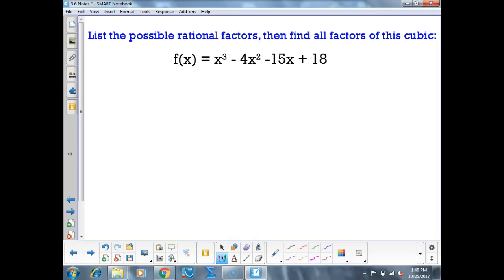All right, so I need factors of 18. What are my factors of 18? 1, 2, 3, 6, 9, and 18. Okay? Did anybody find one that worked? What do you got, Luke? I have 1. You have one that worked? Yeah. Okay? All right.